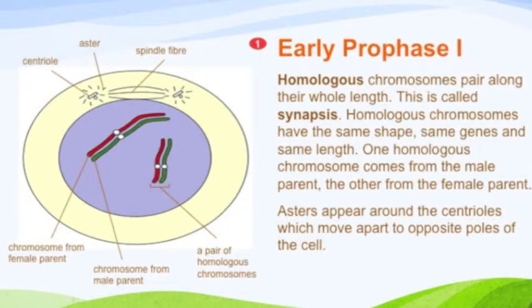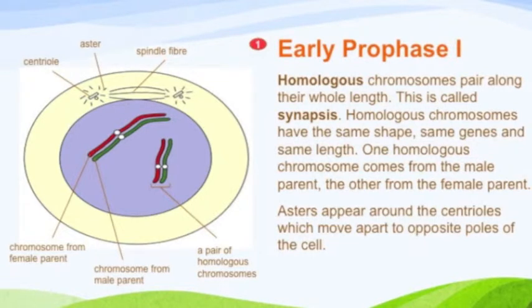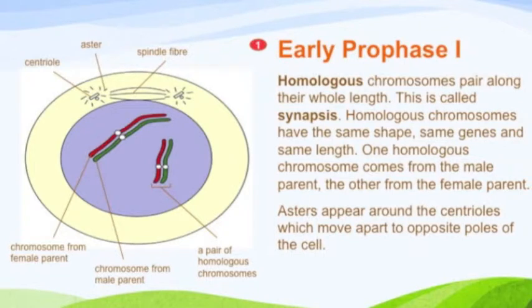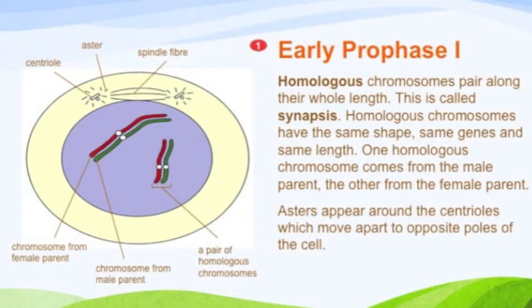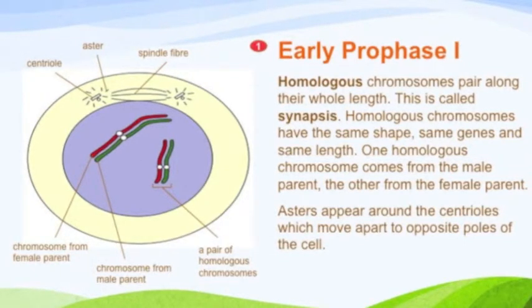The first part is called early Prophase I. This is where the homologous chromosomes pair along their whole length. This process is called synapsis. Now, what are homologous chromosomes? They are chromosomes that have the same shape, same genes, and same length.